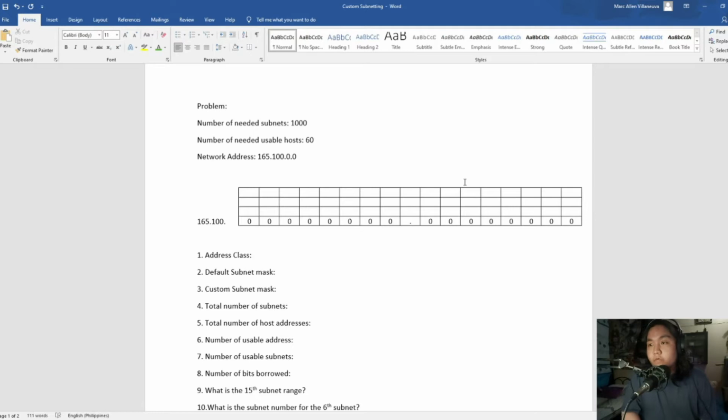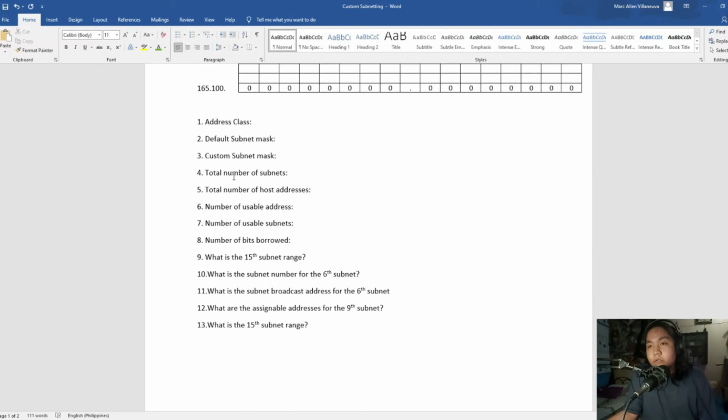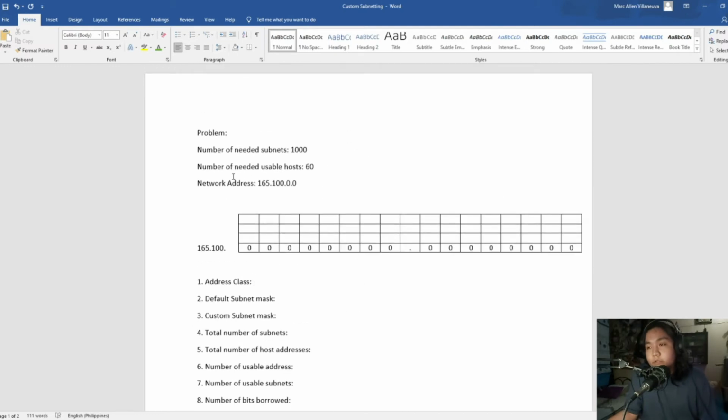So, hello everyone. Today I'm going to teach you how to answer or to do custom subnetting and the subnetting process. So here we have a problem and also a given. As you can see, the number of needed subnets given is 1000 and the number of needed usable hosts is 60. So as you can see here, we have our IP address or network address.